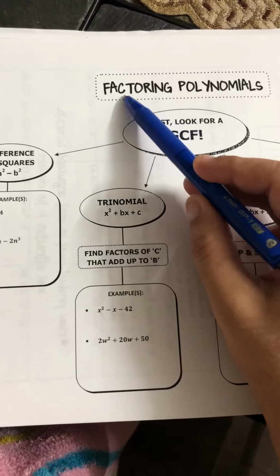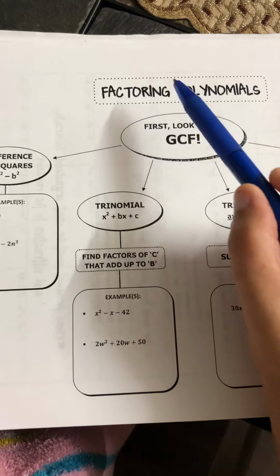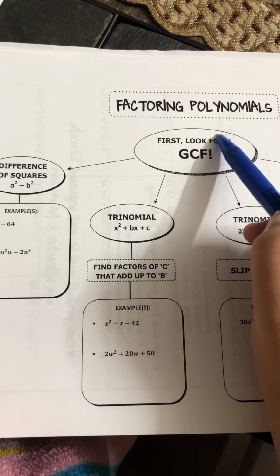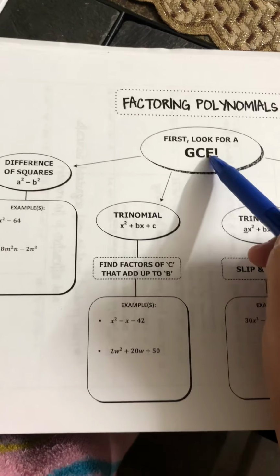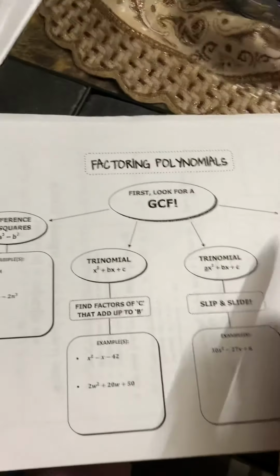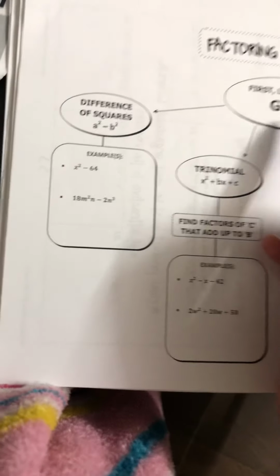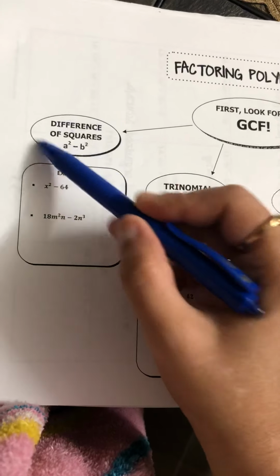Always, when you see a topic of factorization, always look for a GCF. Then after looking for a GCF, factor that out, then you should look for one of these options. After looking for a GCF, if you see a difference of squares, two squared terms with a minus sign in between, we know how to do that.